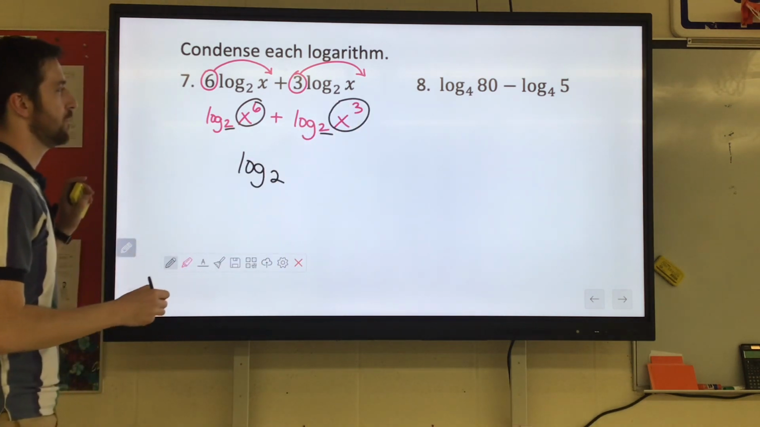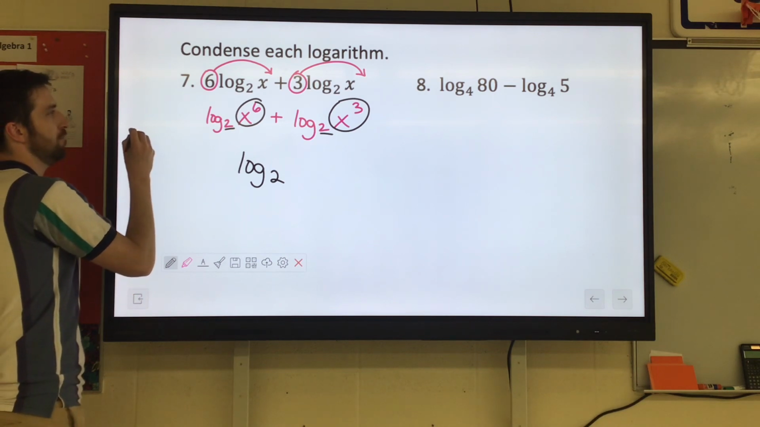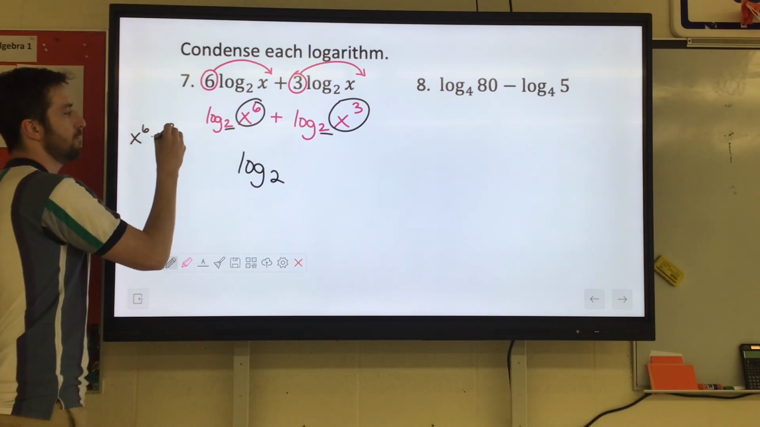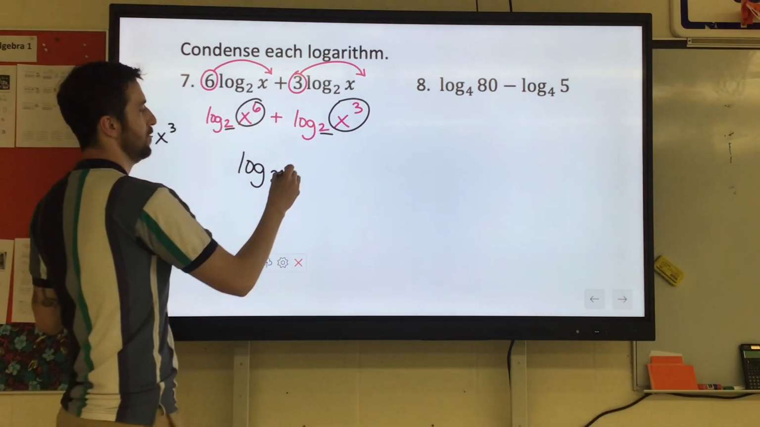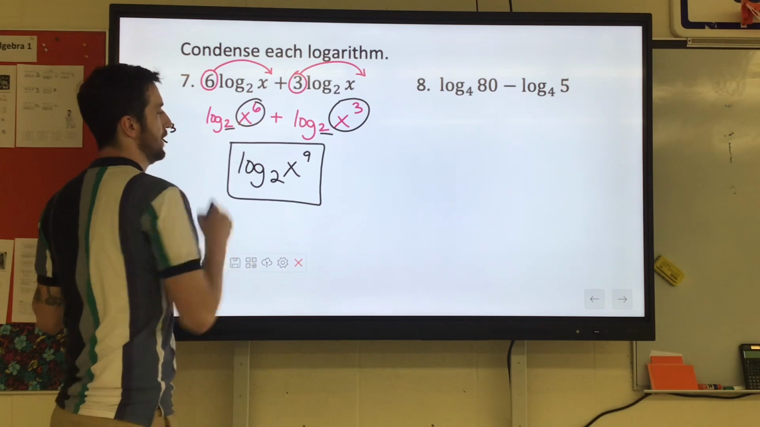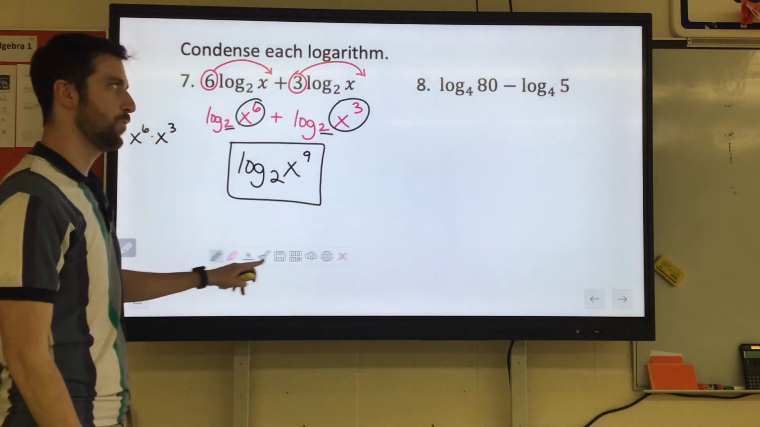Now if you remember from your exponent properties back in the day, probably algebra 1, when you do x to the 6th times x to the 3rd, you add the exponents. So that would be x to the 9th. So this would be our final condensed answer.